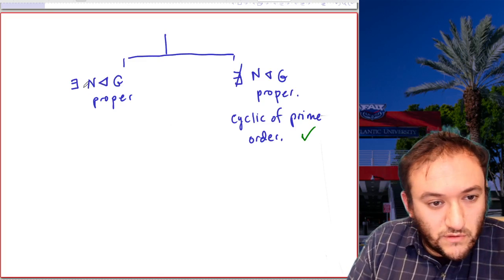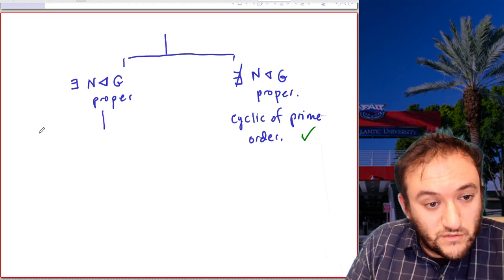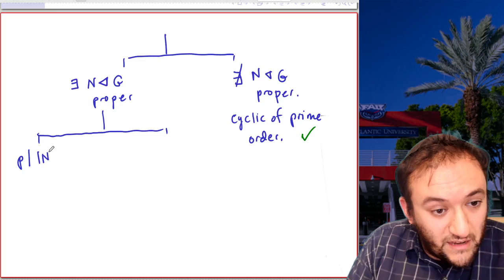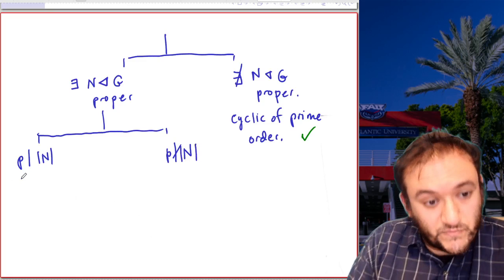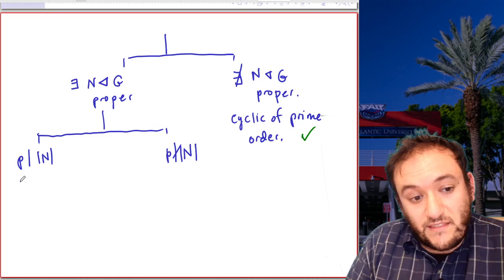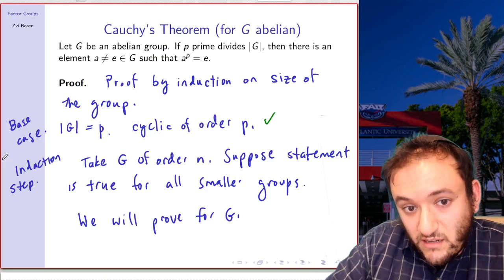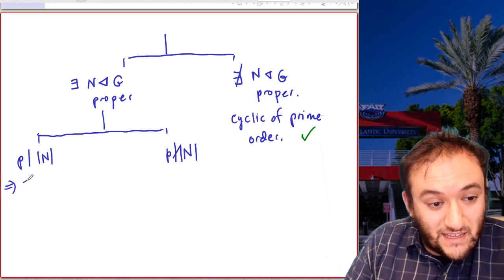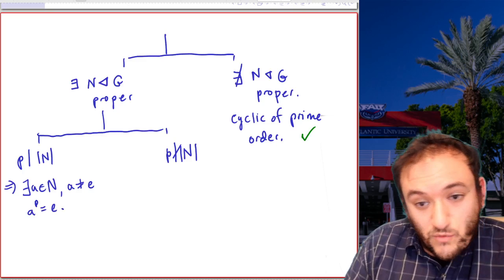Okay, so if we do have a proper subgroup N in G, we have two cases. Either P divides the order of N, or P does not divide the order of N. If P divides the order of N, then this is a smaller group which is abelian, and the prime still divides the order of it. So there's an A in N with A not equal to the identity and A to the P equals E, so we're done.